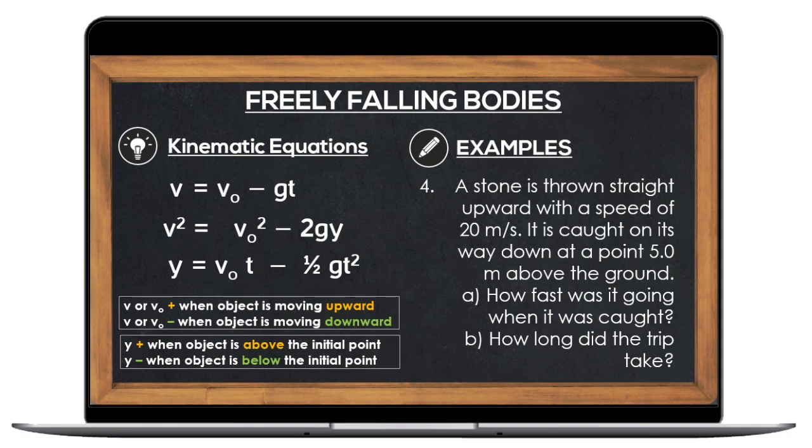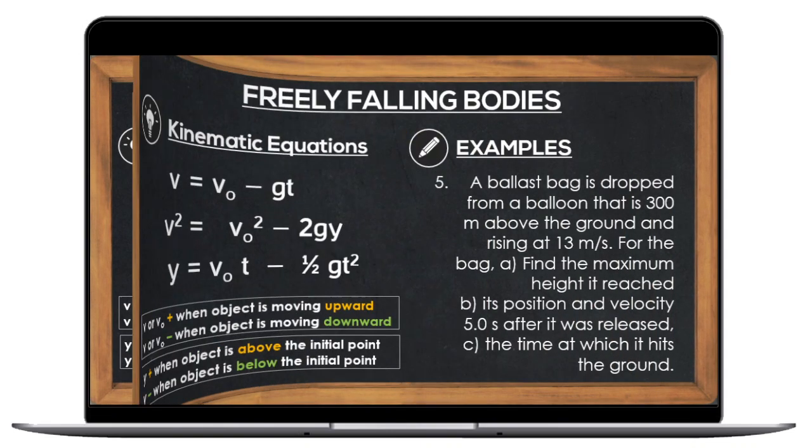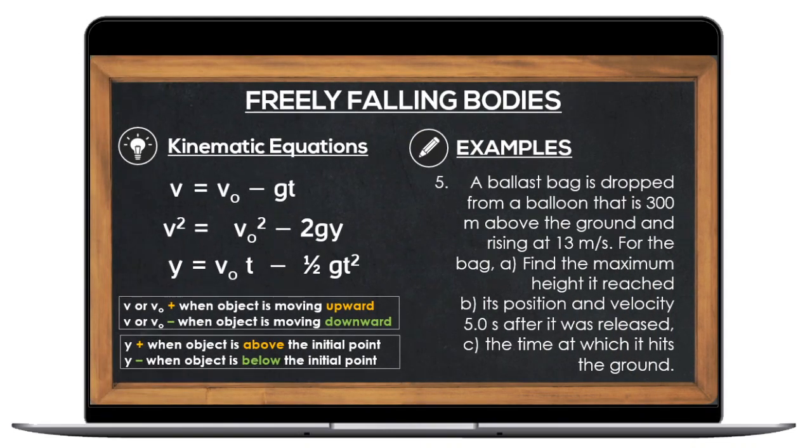So, let's have our last problem. A ballast bag is dropped from a balloon that is 300 meters above the ground and rising at 13 meters per second. For the bag, so yung bag, find the maximum height it reached, its position and velocity 5 seconds after it was released, and the time at which it hits the ground.